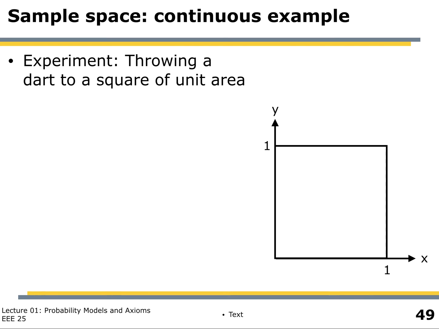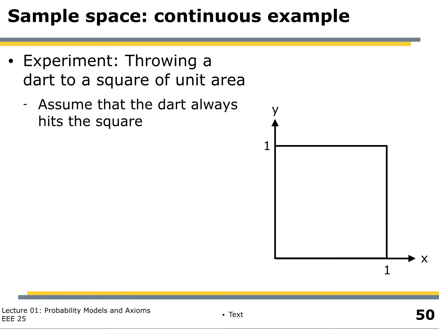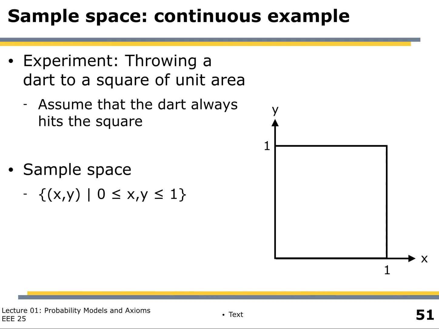Now, if I add in an additional assumption that the dart would always hit the square, what would be the sample space? Now, since the elements of the sample space are infinitely many, it would be futile to list the elements to describe the sample space. So instead of doing that, we're going to use a rule. And the sample space using a rule is defined as follows. So we have an ordered pair, x comma y, which represents the point at which the dart landed. And that ordered pair is defined such that x and y would have a value between 0 and 1, or exactly 0 or exactly 1.